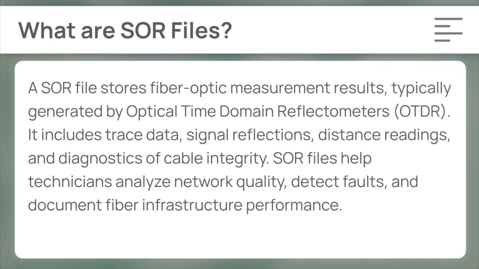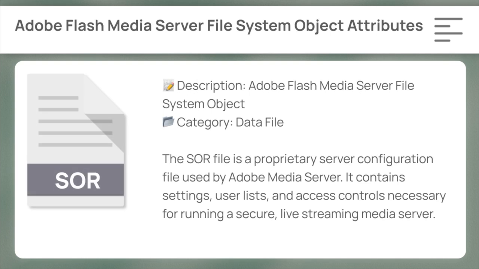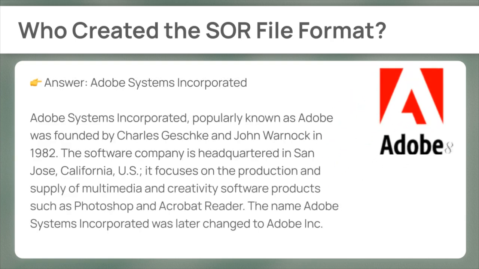The Adobe Flash Media Server file system object defines the parameters for extraction. The SOR file is a proprietary server configuration file used by Adobe Media Server. It contains settings, user lists, and access controls necessary for running a secure, live streaming media server. Developed by Adobe Systems, the format is closed source and relies on the server's proprietary configuration schema. The file is completely unusable outside of the Adobe Media Server environment, as it defines server-side variables that have no meaning on a local desktop system.